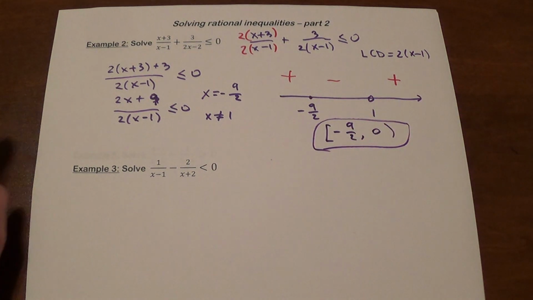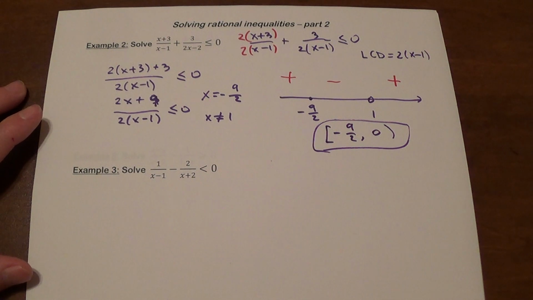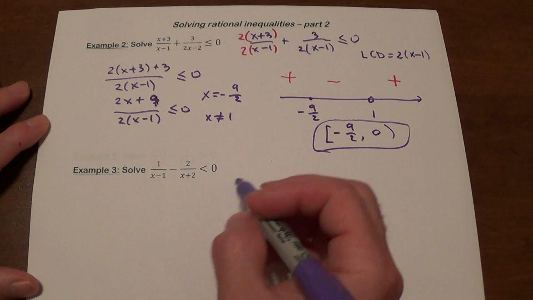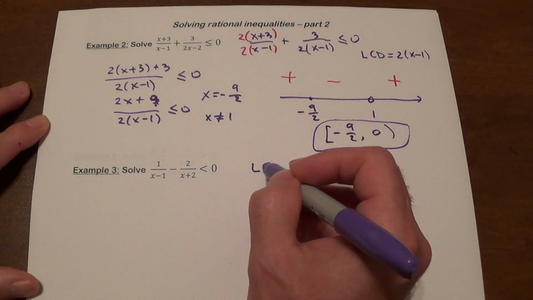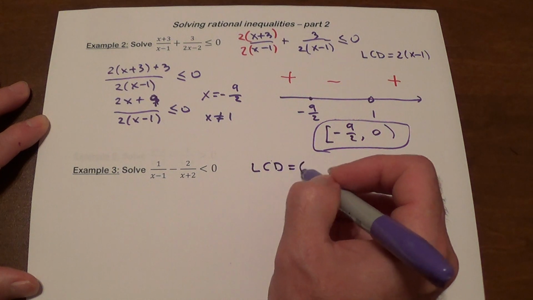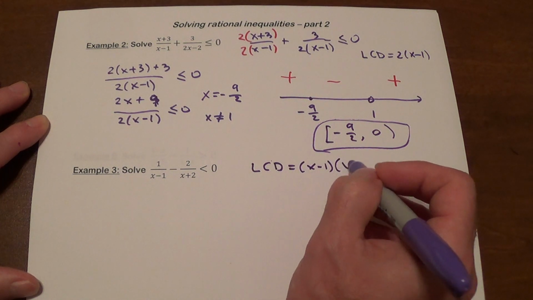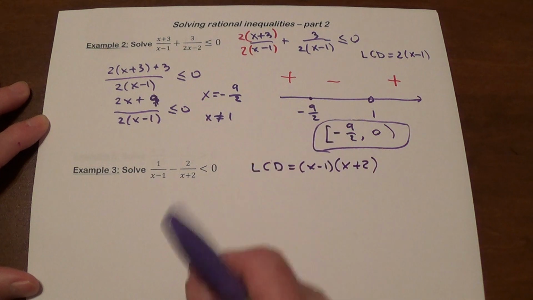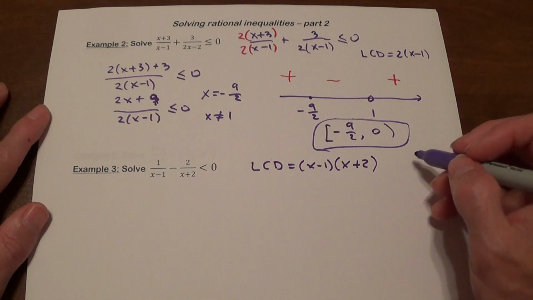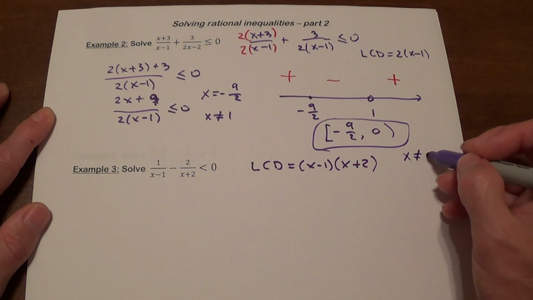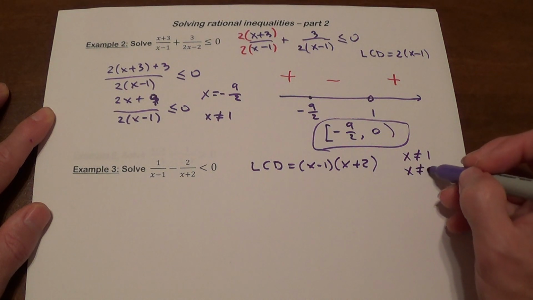Alright, example 3. Here we have two completely different denominators. It's worth noting that the least common denominator here is going to be x minus 1 times x plus 2. First of all, these are going to be our excluded values: x cannot equal 1 and x cannot equal negative 2.